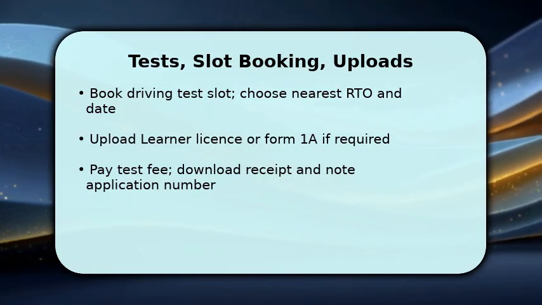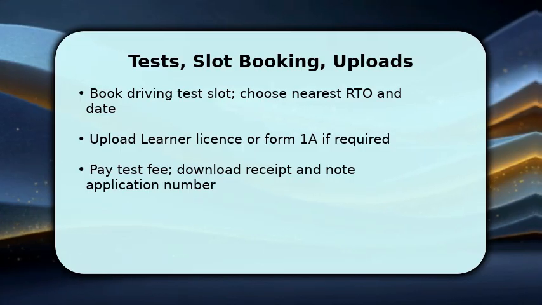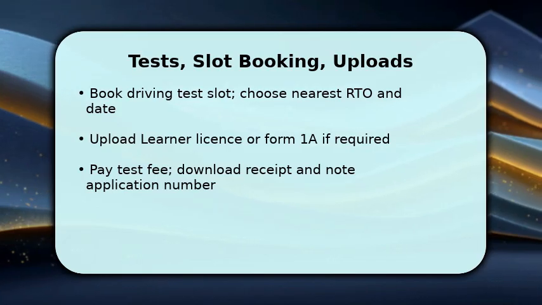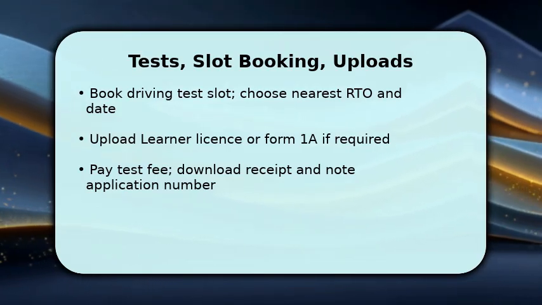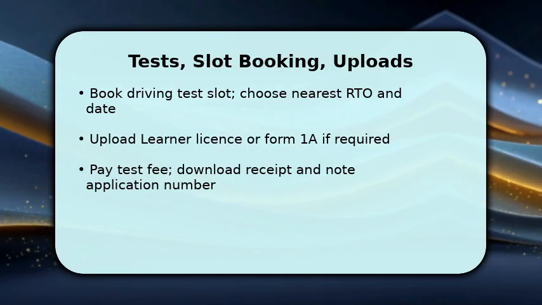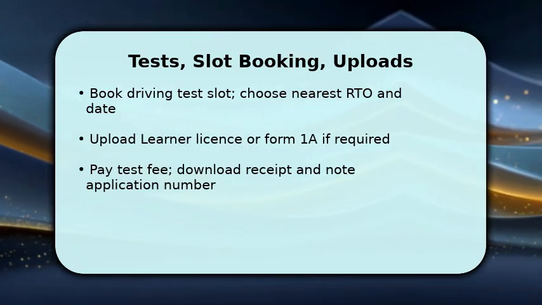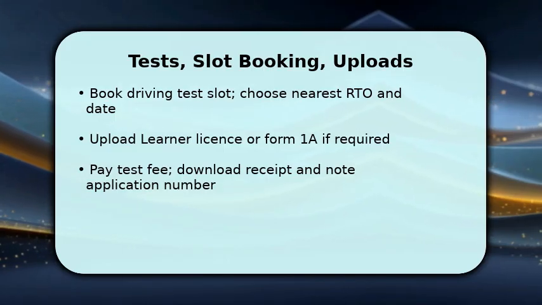Pick date and time carefully because slots fill fast. If applying from learner stage, upload your learner license and Form 1A where requested. For direct permanent, attach Form 4/5 as applicable. You will receive an application number and receipt. Save these and print the payment confirmation.